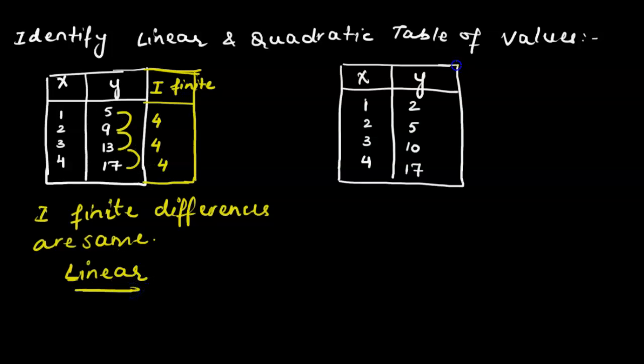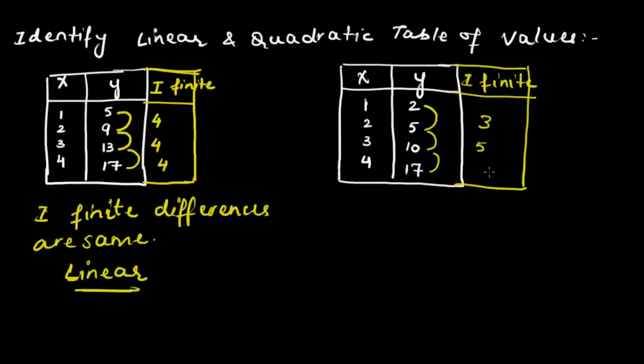Let's check the first finite differences for the second table. When we subtract 5 and 2, we get 3. We subtract 10 and 5, we get 5. When we subtract 17 and 10, we get 7. We notice here that the first finite differences are not the same.